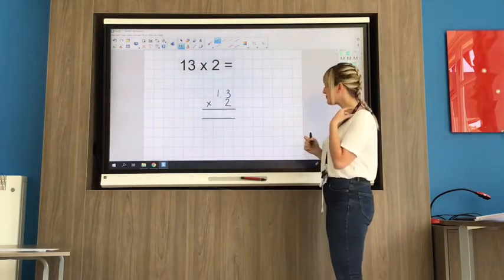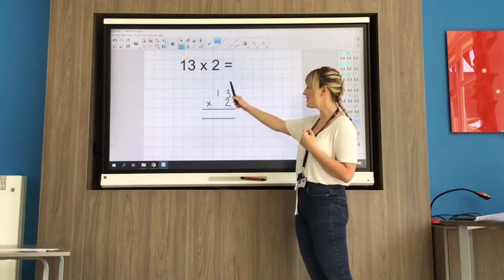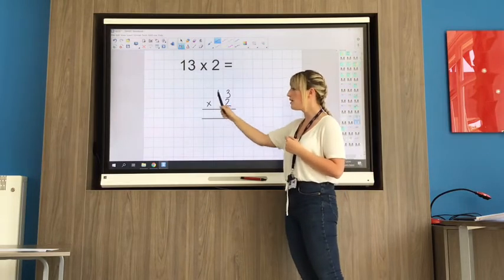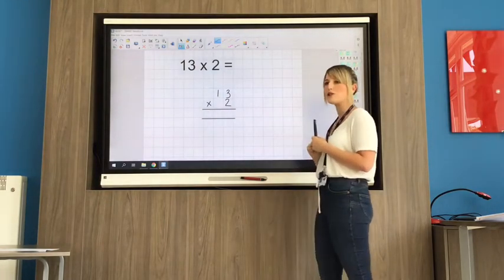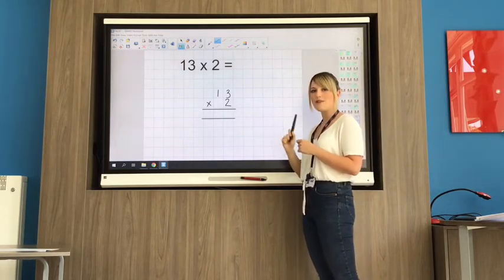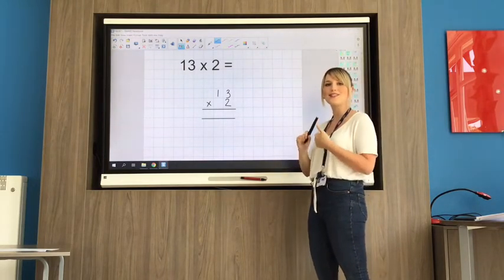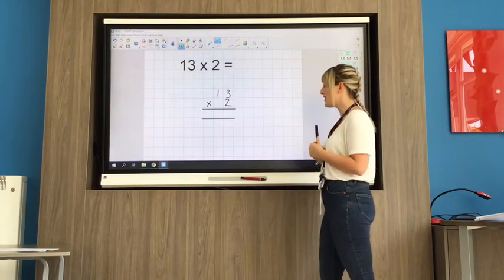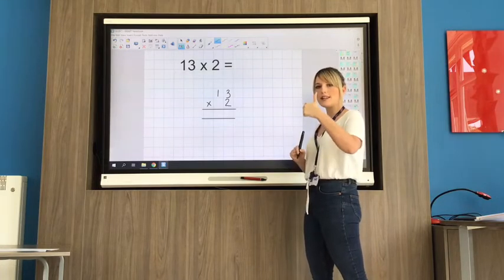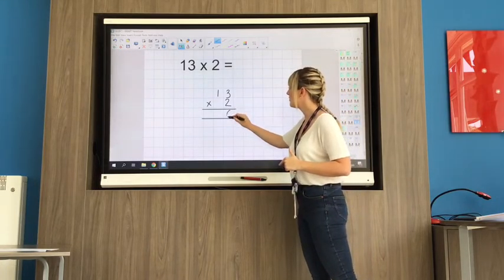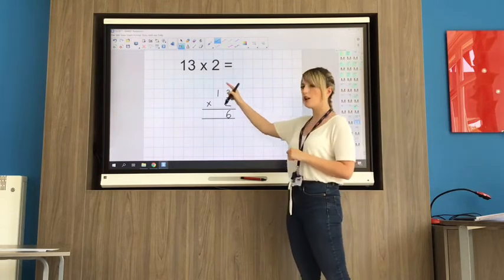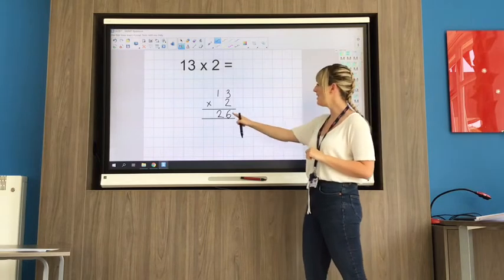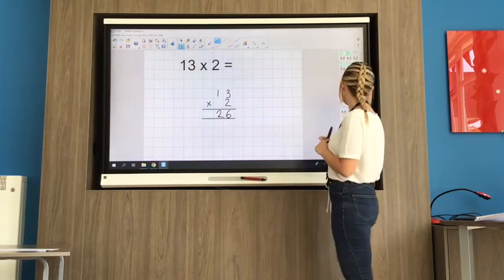Okay, so I've got my tens and I've got my ones. Now I'm timesing by 2. It's important we put our multiplication symbol so we know what operation we're doing. Okay, like on previous days, my top tip, we always start at the ones. So I'm going to do 2 lots of 3. Okay, so 3, 6. Okay, 2 lots of 1, 1, 2, or 1 lot of 2. Okay, so my answer would be 26.